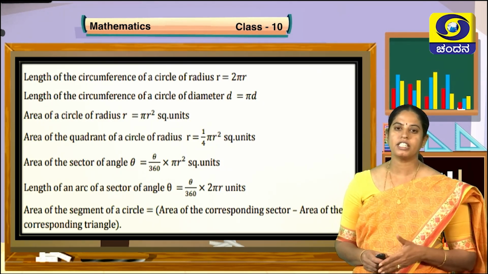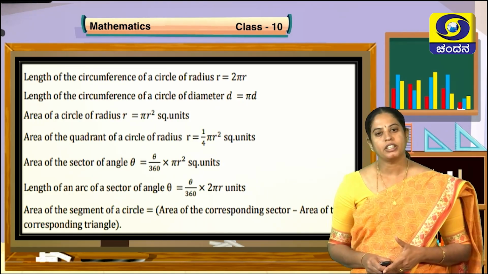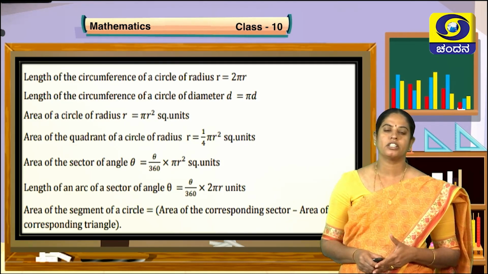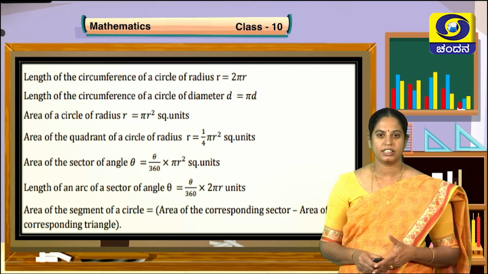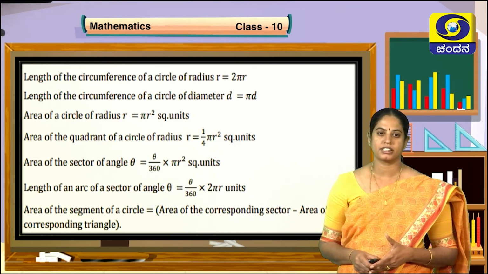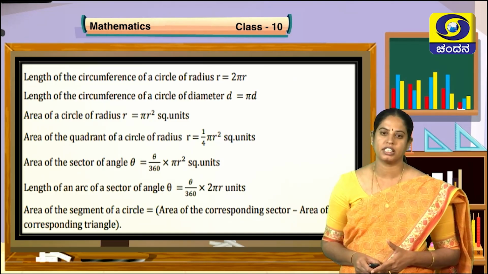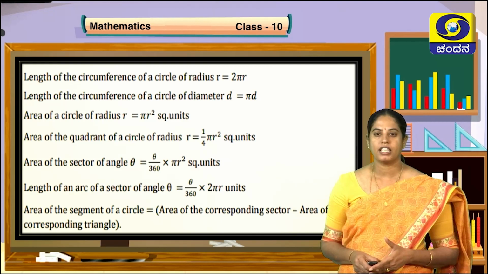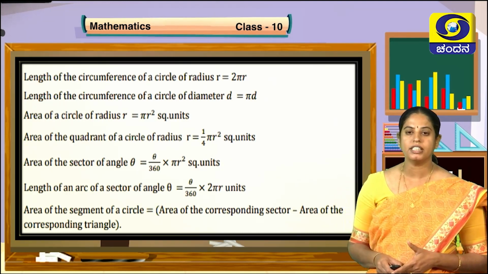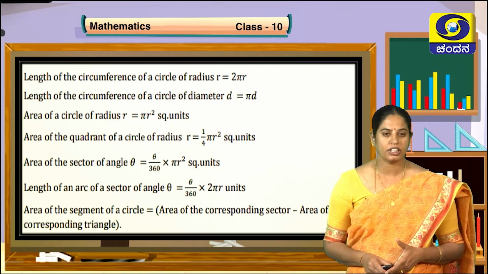If instead of radius the diameter is given, the circumference of the circle becomes pi into d. We use pi r square to find the area of circle, yes, and we use the units, square units, to measure the areas. Next we have area of the quadrant of the circle of radius r as 1 by 4 pi r square units. If you divide the area of the circle by 4, you are going to get the area of the quadrant.